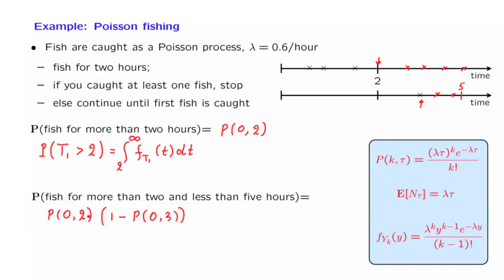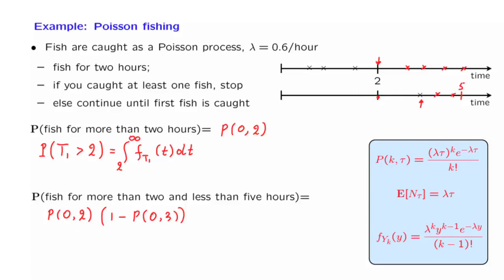Notice that I'm multiplying those two probabilities here. Why am I doing this? In a Poisson process, whatever happens in disjoint time intervals are independent events. So the event that has to do with this interval, that no fish were caught, and the event that has to do with this interval, at least one fish caught, at least one arrival during this time interval, these two events are independent, and this is why we can multiply their probabilities.